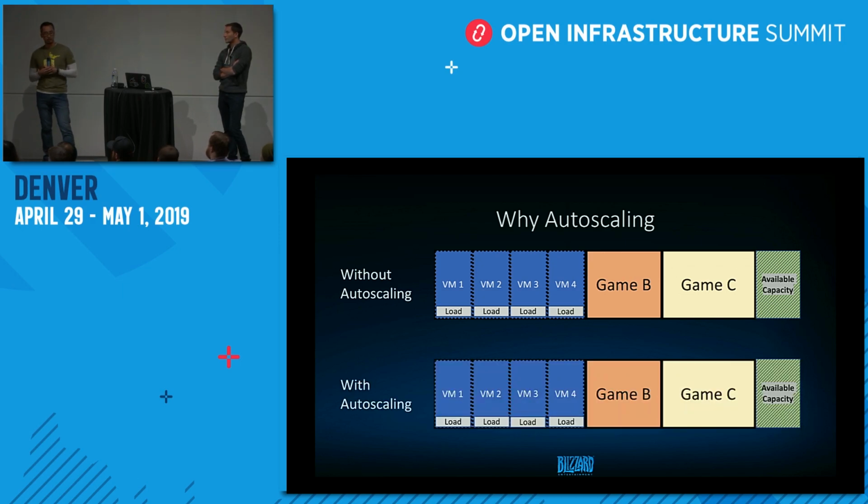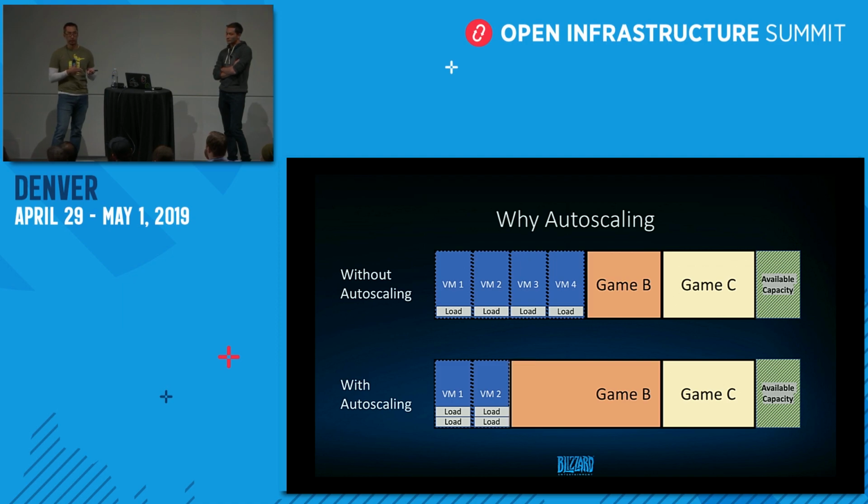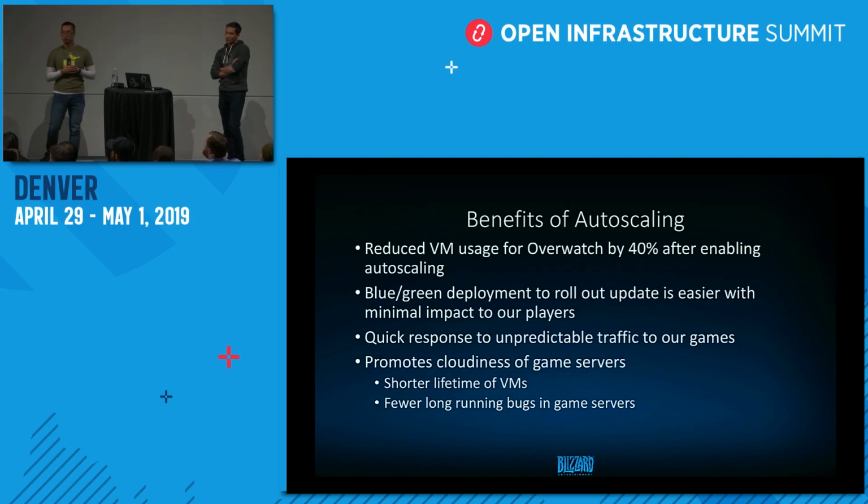With autoscaling enabled, what happens is that that load will get packed more tightly into the existing VMs during non-peak times, and other VMs are not being used anymore, and that becomes free capacity, which can then get redistributed to other games. So when we introduced autoscaling at Blizzard for Overwatch, we saw an overall 40% reduction in the VMs used by Overwatch. And with that reduction, we were able to reallocate that capacity to other games and other workloads.